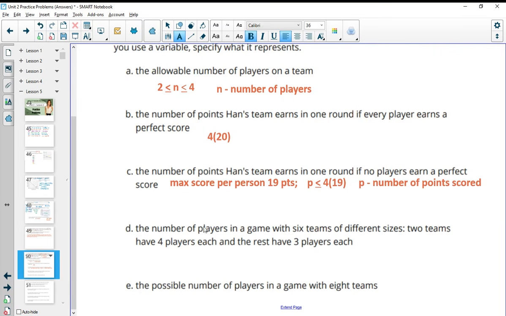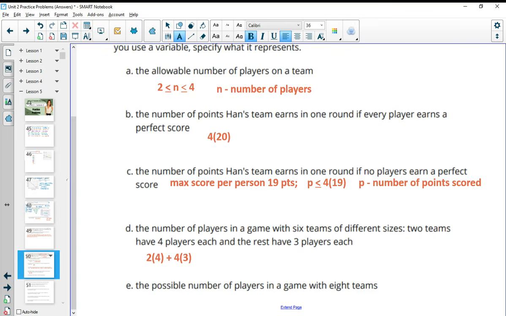D, the number of players in a game with 6 teams of different sizes. 2 teams have 4 players. Okay, so 2 teams have 4 players, and the rest have 3 players. So we've already used up 2 of our 6 teams. So then there's 4 teams left, and each of those teams has 3 players.